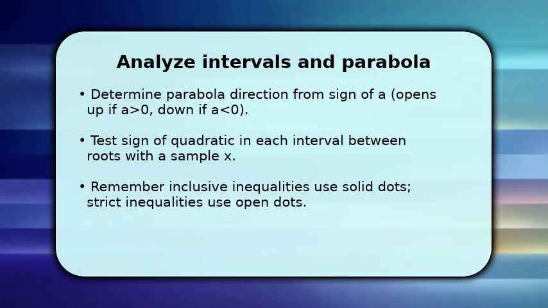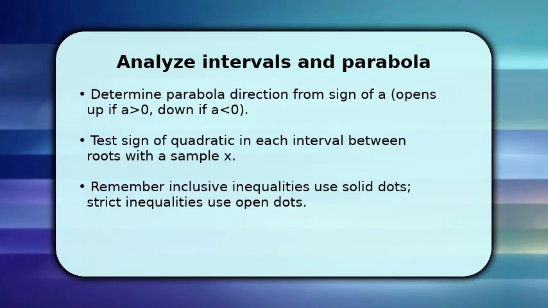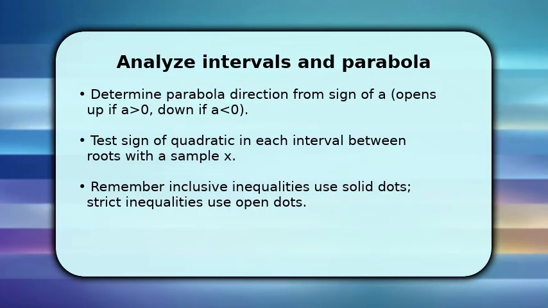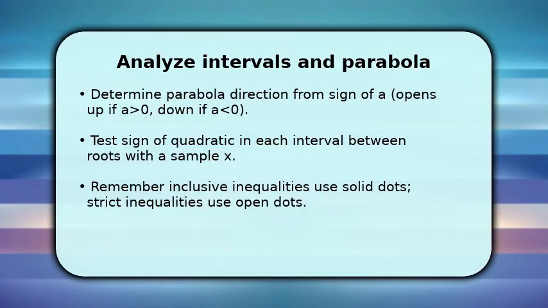Next, decide how the parabola opens by checking the sign of a. That tells you which intervals could satisfy the inequality near infinity. Then, pick one sample point from each interval determined by the roots and plug it into the quadratic to evaluate its sign. Once you know where the expression is positive or negative, correlate that with the inequality symbol to choose which intervals to include. Make sure to mark endpoints as solid or open based on whether equality is allowed.